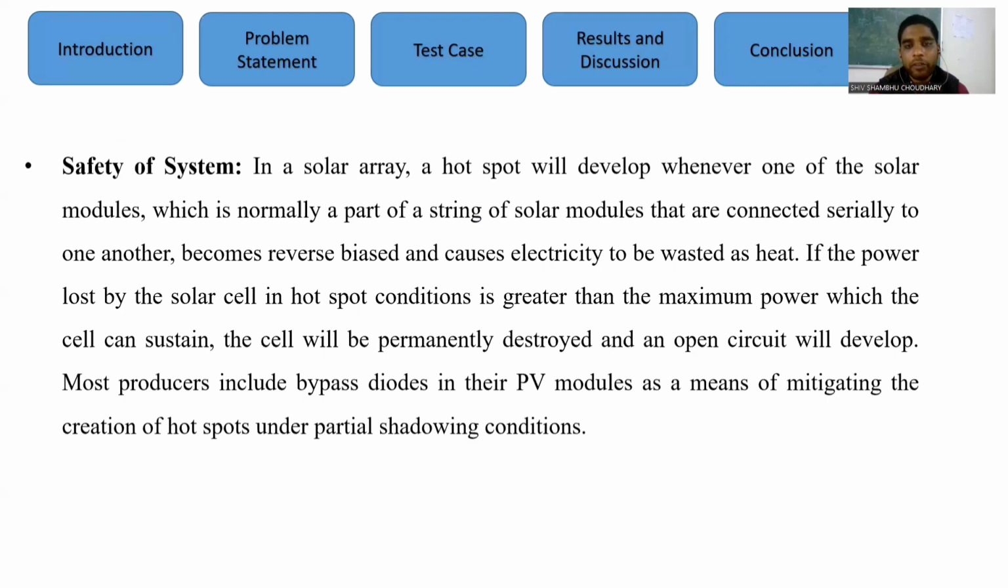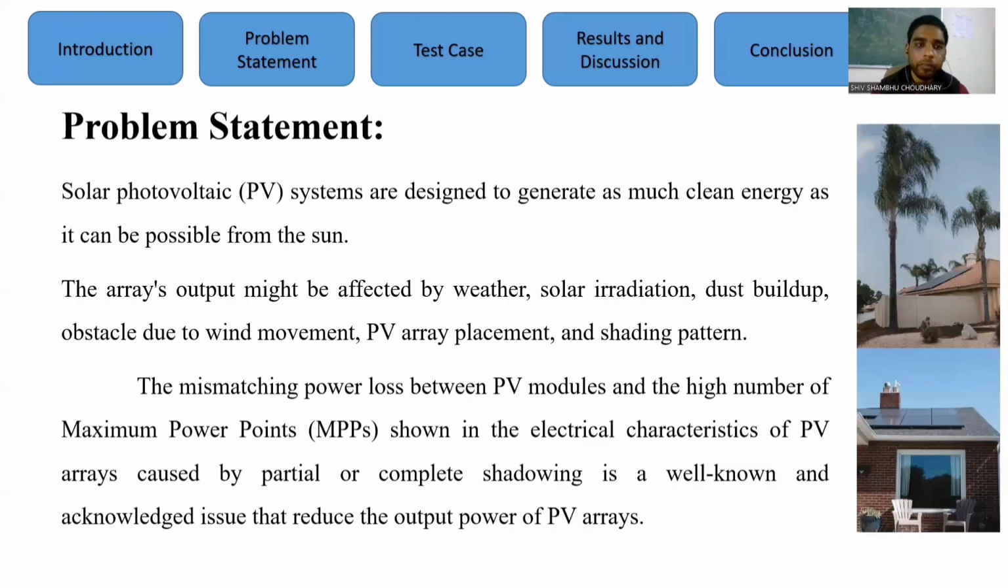Whenever there is a chance of partial shading, there is a possibility of the occurrence of hot spots. It will develop when one of the solar modules, which is normally a part of a big string of series connected solar modules, becomes reverse biased and causes the electricity to be wasted as heat. If the power lost in such circumstances is greater than the maximum power that the cell can sustain, the cell will be permanently destroyed and an open circuit will be developed. So as mentioned earlier, most producers include a bypass diode in their PV modules as a means of mitigating the creation of hotspots under partial shadowing conditions.